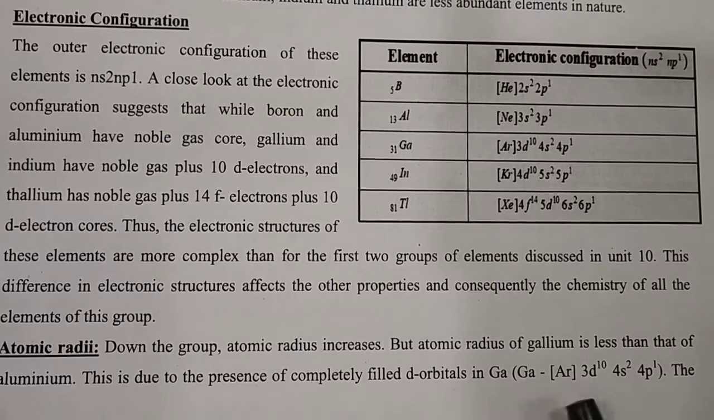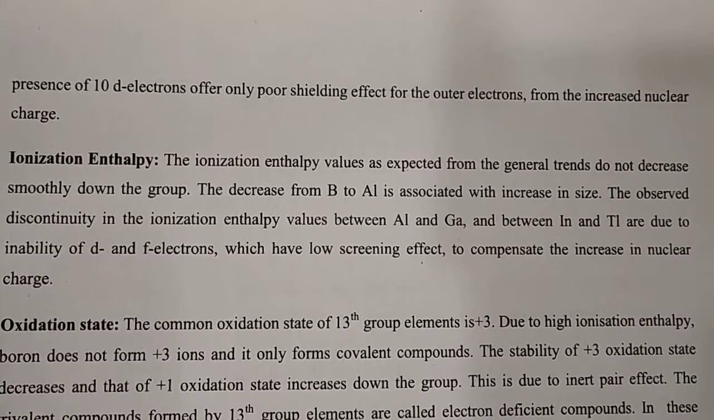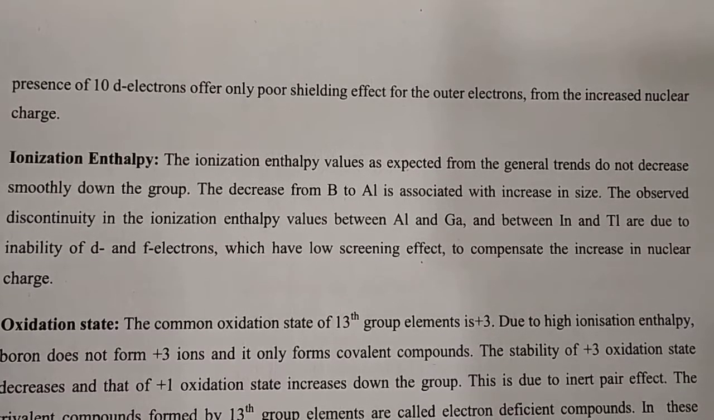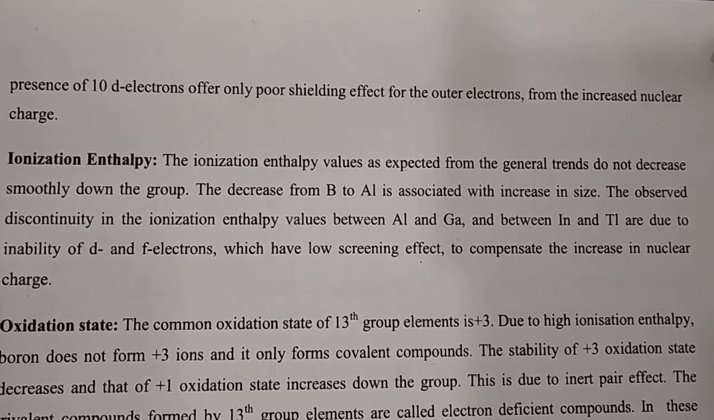देखिए, gallium is Argon core 3d10 4s2 4p1 and due to this reason atomic radius of gallium is less than that of aluminium. So the presence of 10 d electrons offer only poor shielding effect for the outer electrons from the increased nuclear charge. Perfect.